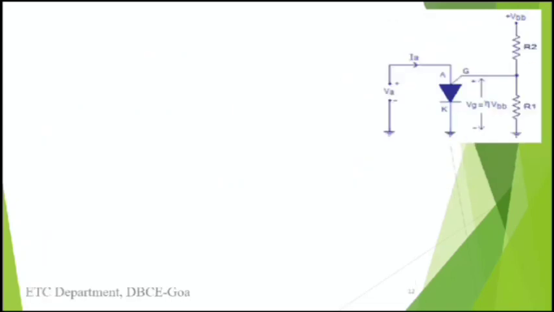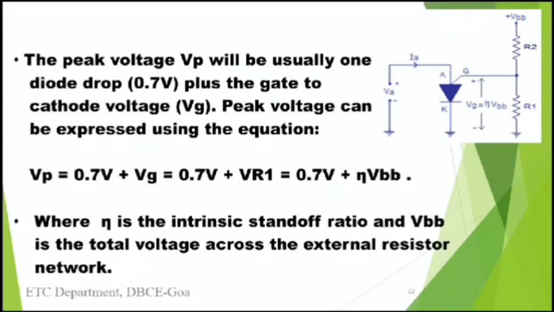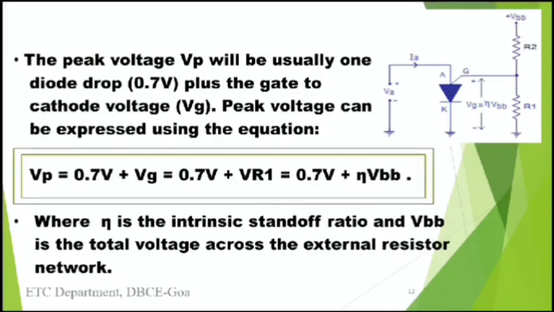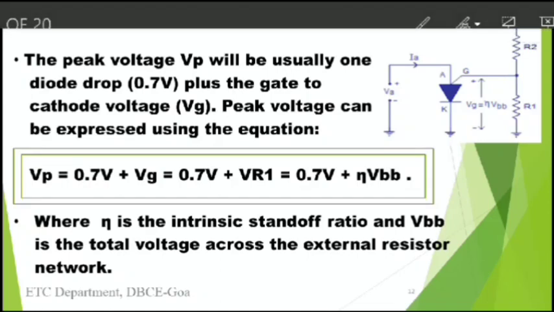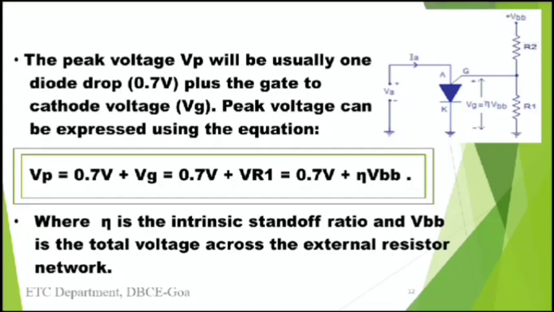Now the next question that arises is, can we find the value of the peak voltage, that is VP? The answer is yes, we can find the value of VP with the help of a formula. It states that VP is equal to 0.7 volts plus VG.